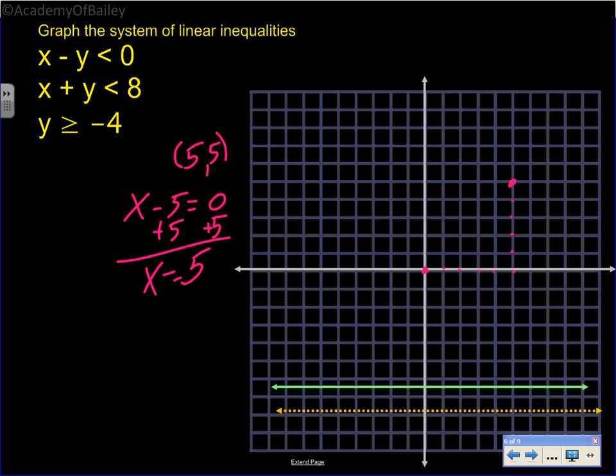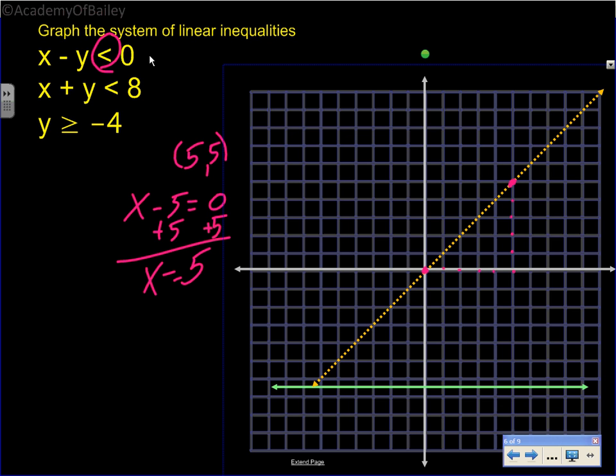Right there. Is it a solid or a dashed line? It will be a dashed line. Now this one here, we can't pick the test point to be 0, 0 because it goes through 0, 0. So we have to pick a test point that's not 0, 0. How about that one? That one's 5, 0, right? So x is 5, y is 0.